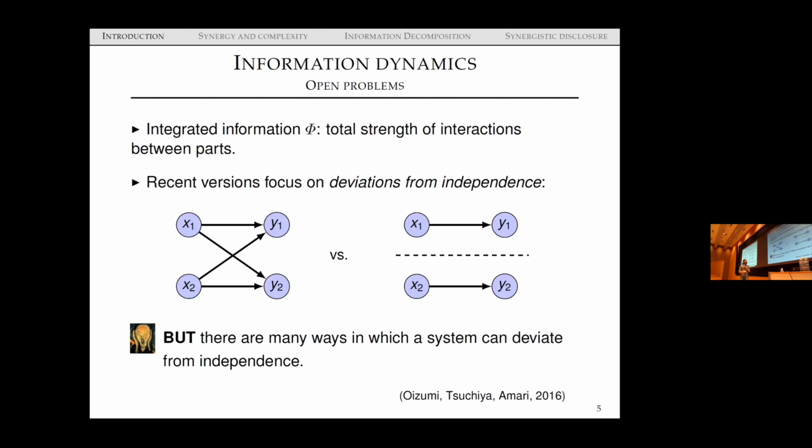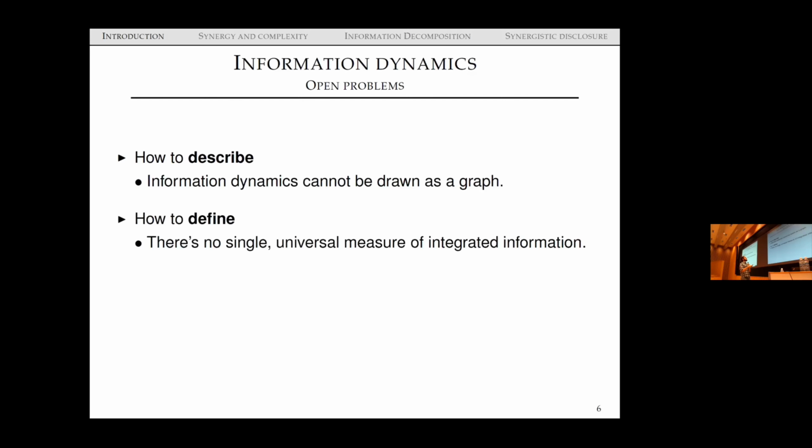The thing is that there are many ways in which the system can deviate from independence. You can still compute these, but if you want to make a statement such as this system integrates more information than this other system, it may be a bit of an apples to oranges comparison. And we'll see a clear example of that later. So now the issue is, how do we define these things? At the moment, I don't, and even more broadly, I don't think there can be any single universal measure of integrated information.